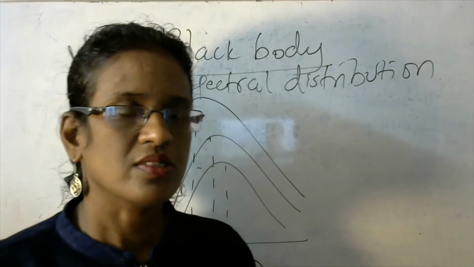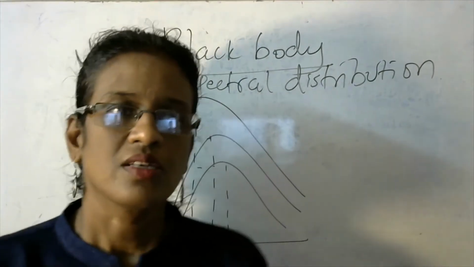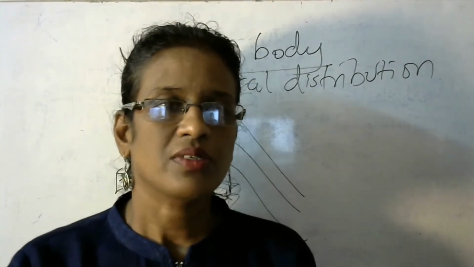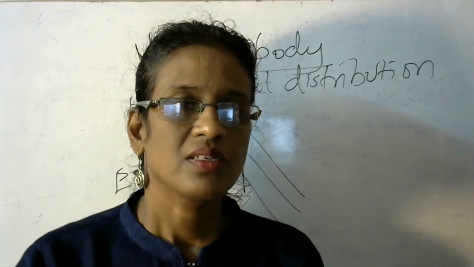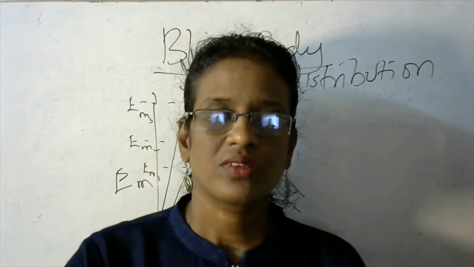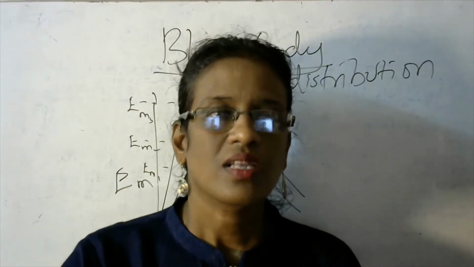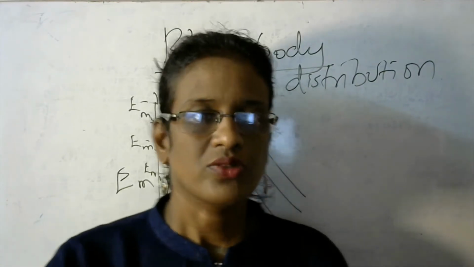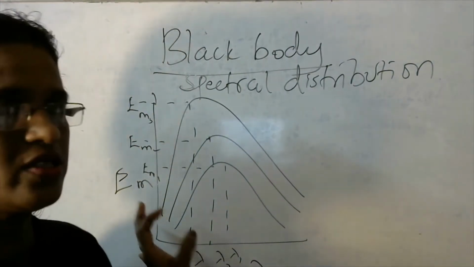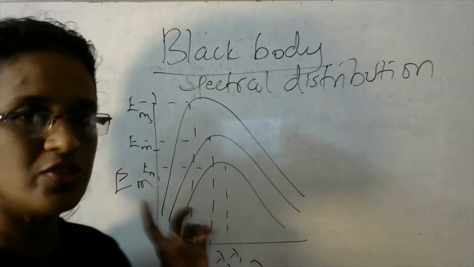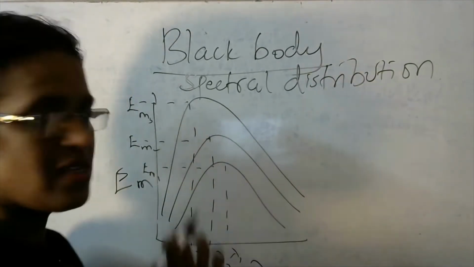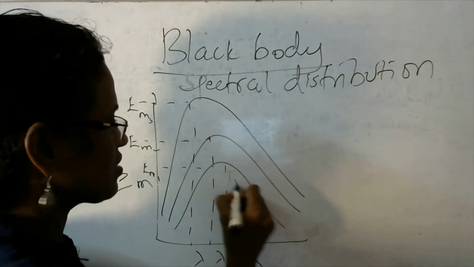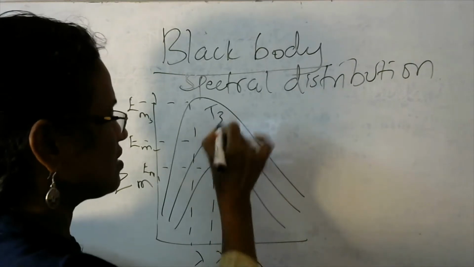Good morning, students. Today we will be studying the black body spectral distribution as explained by Rayleigh and Jeans, on the basis of classical mechanics theory. So this graph you already know: the energy versus wavelength distribution. It shows a pattern like this with different temperatures T1, T2, and T3.